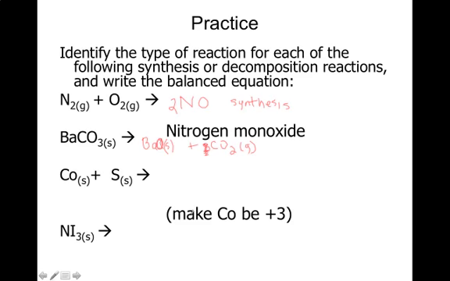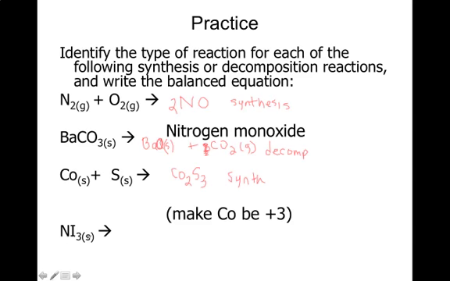Cobalt and sulfur make cobalt, cobalt 3, so that would be the equation for cobalt sulfide. Oh, and this is a decomposition reaction, right? Because we decomposed barium carbonate. Okay, this is a synthesis reaction. We synthesize 2 things.